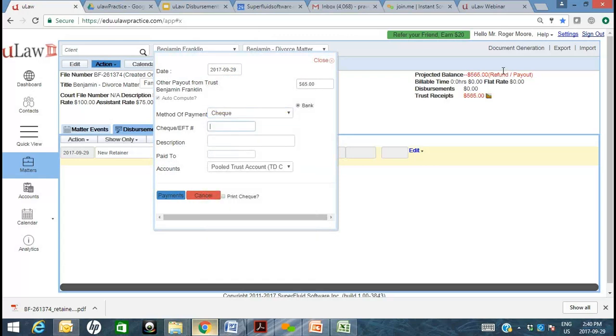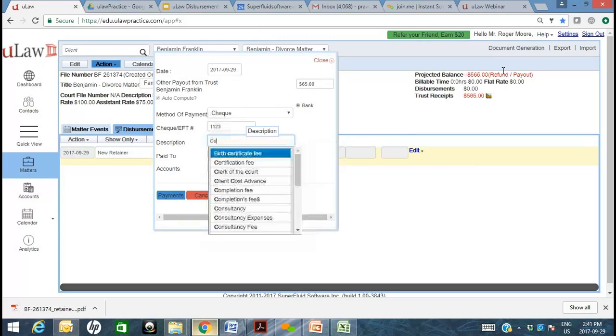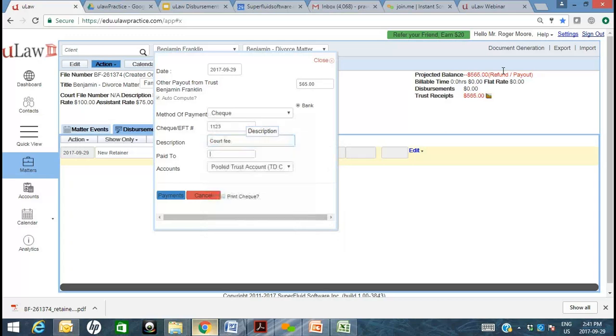How did you pay that $65 to begin with? So let's say it's a trust check. What was the check number, right? And what was the description? So this is an additional particular so that it's easier for you to relate to what that expense was. So you could say this was maybe the court fee. Okay, you can obviously add to it. You could basically add the file number, though it's going to be directly related to it. If you wanted to, you could do that.